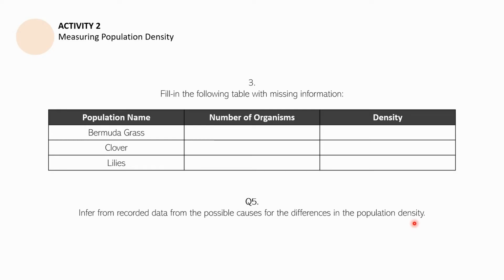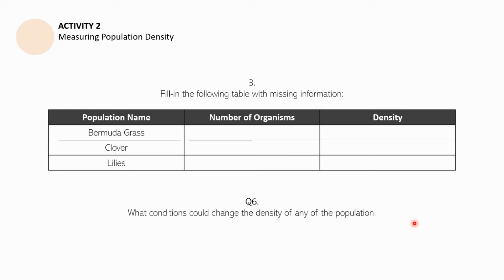Infer from recorded data the possible causes for the differences in the population density. So I would like you to infer based from the data that were presented in your table, what were the possible causes para dun sa differences in population density? Bakit kaya sila nagkakaiba-iba? What is the reason kung bakit ganun sila? Pause this video to get more time. If you have decided to continue, let's proceed.